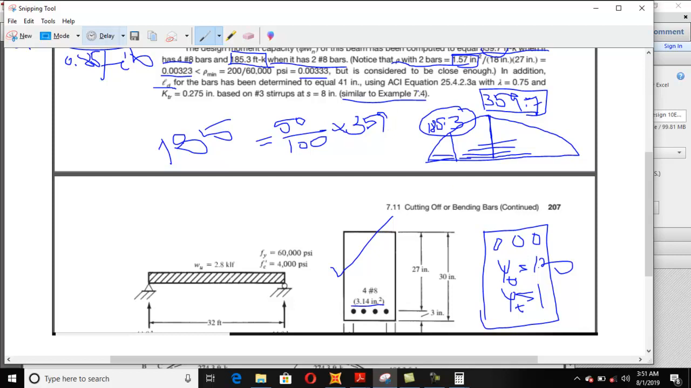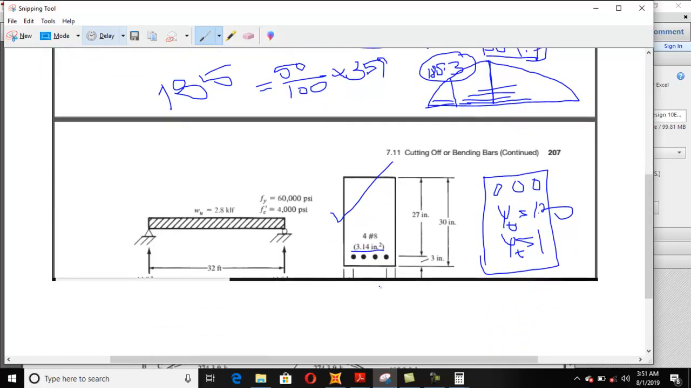And basically he did this example in 7.4. Example 7.4 is just like this example. I don't want to waste my time on that calculation. The side covers are given. This is the bottom cover, and this is the side cover, that is also 3 inches. So side cover, bottom cover, both are 3 inches.